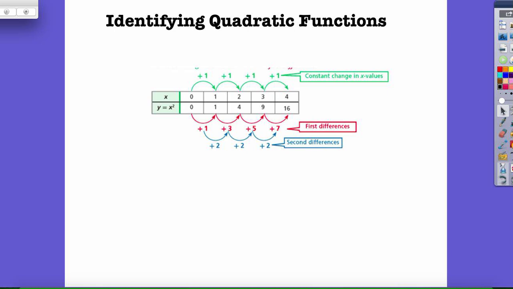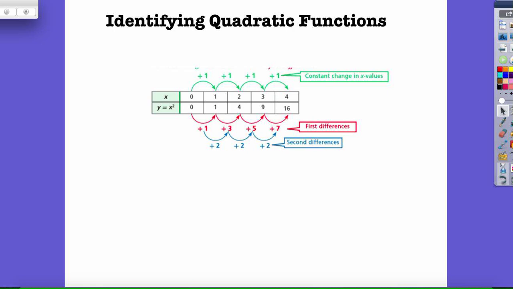Today's lesson is on identifying quadratic functions. Previously, we've mostly been working with linear functions, so we've been able to identify whether or not something was a line based on a graph, an equation, a table, or a set of ordered pairs. Now you've got to be able to identify if, instead of being a line, that function possibly represents a quadratic function.